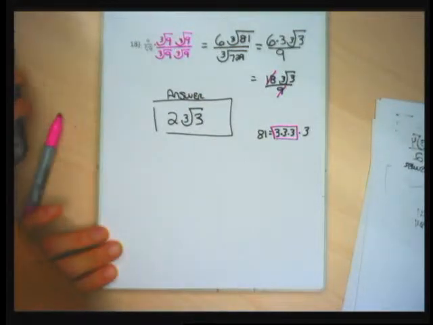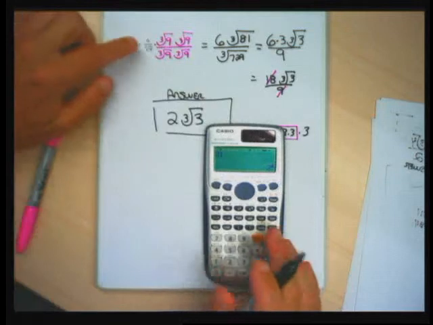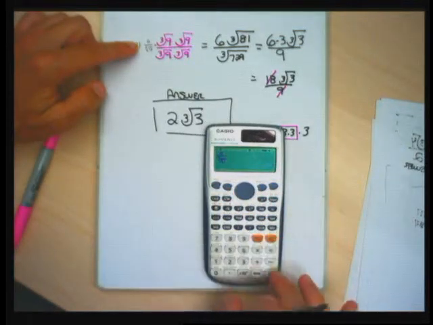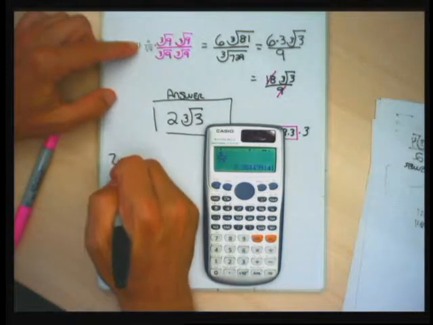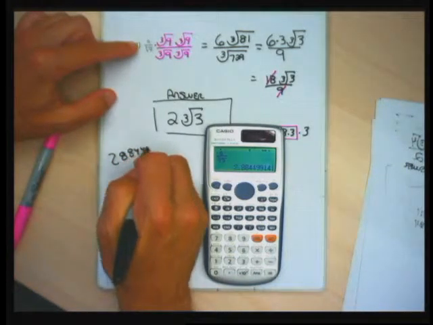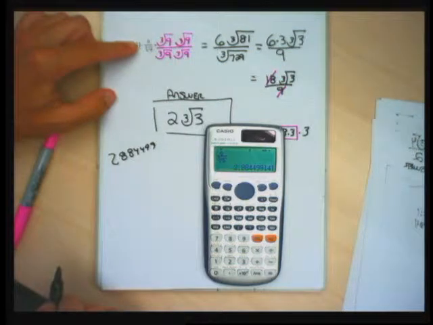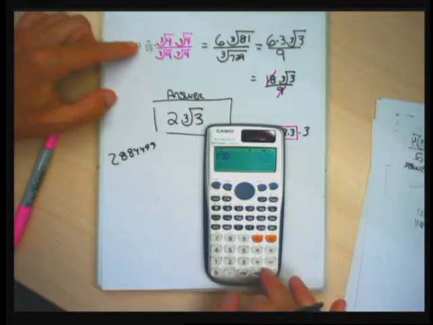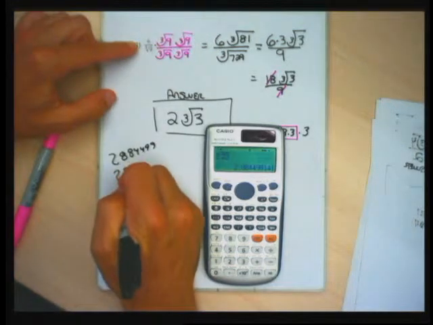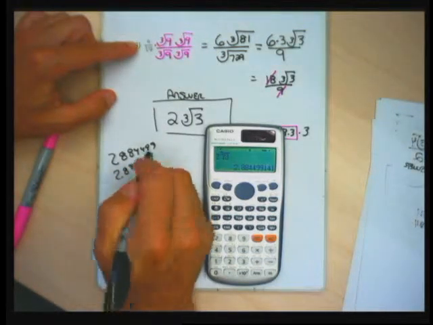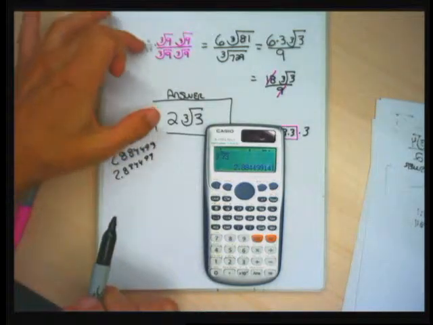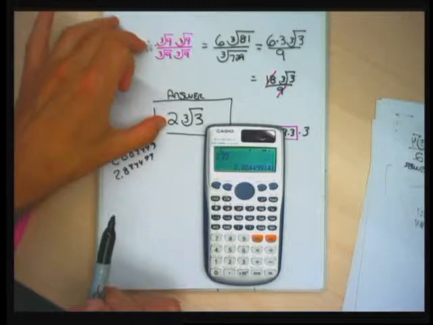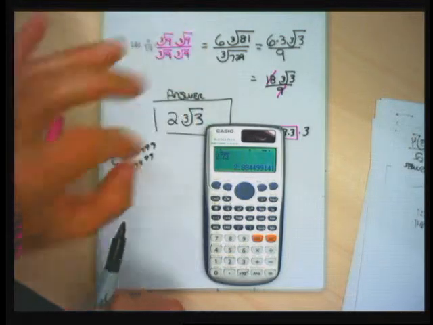I'm going to do a decimal equivalent for the original problem. So the original problem is 6 over the cube root of 9. The original problem is 2.884499. And I'm going to do a decimal equivalent for my answer. So I'll go 2 times the cube root of 3. And I get 2.884499. Because my original problem and my answer have the same decimal equivalents, I know they're equal to each other, and I know my answer is correct because it doesn't have a radical in the denominator.